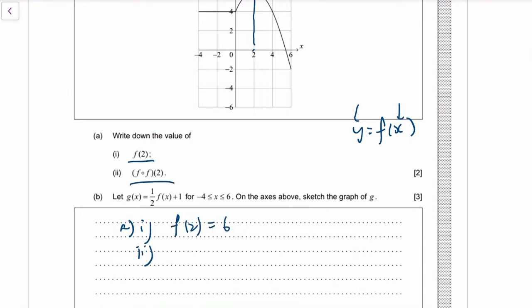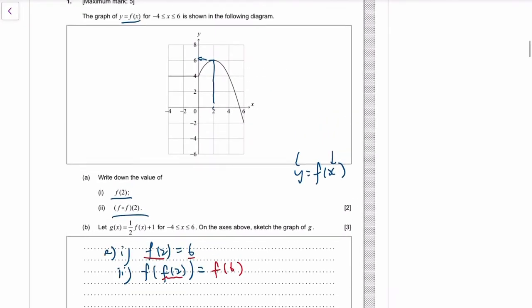Second was f circle f(2). So remember the meaning of circle, composite function. So it means f of f(2). But we already knew f(2) is 6. So this inside thing is 6. So we now have f(6). And then again, the meaning of f(6) would be what's the value of y when x is 6. So you see if x is 6, the value of y is negative 2. So the answer is negative 2.